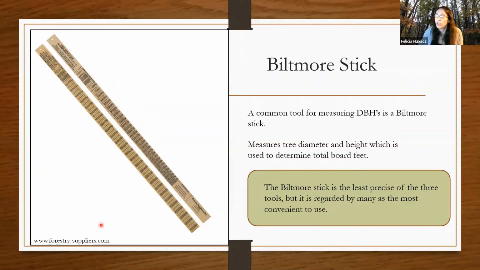So these look like a yardstick, basically, and you could even make your own. If you go to the Envirothon website under the forestry resources, there is a link that shows you how to make your own Biltmore stick. You won't get as many measurements on it, but you still get the point. And you're going to read it from this top right here. So you're not going to be too worried about the rest of these. These are volume charts, which I'll talk about at the end.